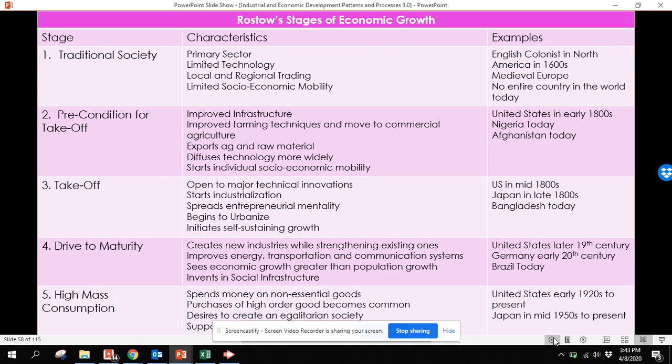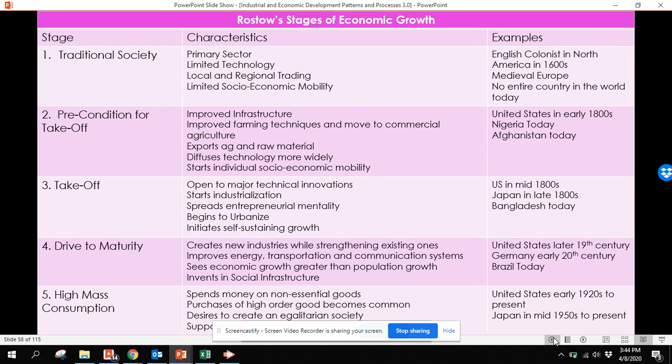Things are going to be more service oriented. So if you think about it this way, stage one, your focus is the primary sector. Stage three, your focus is the secondary sector. And stage five, your focus is the service sector. And then stages two and four are the transitions between those different sectors. What you're looking at here is basically a model for internal development.